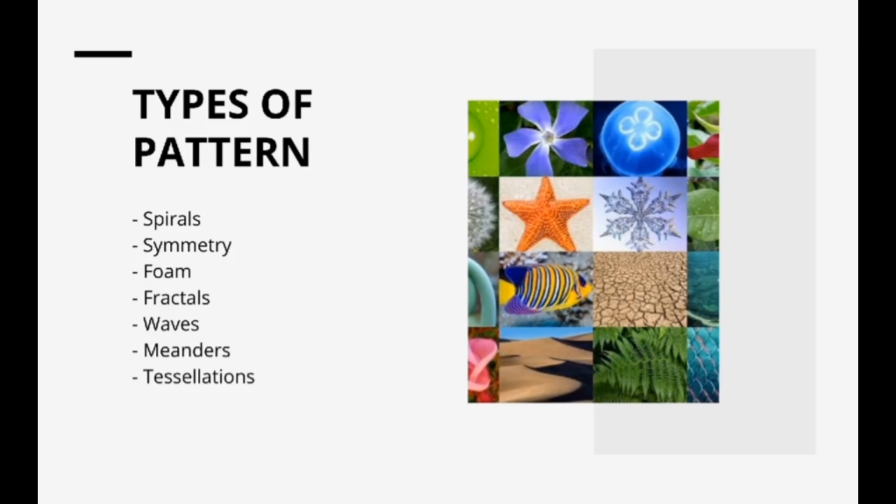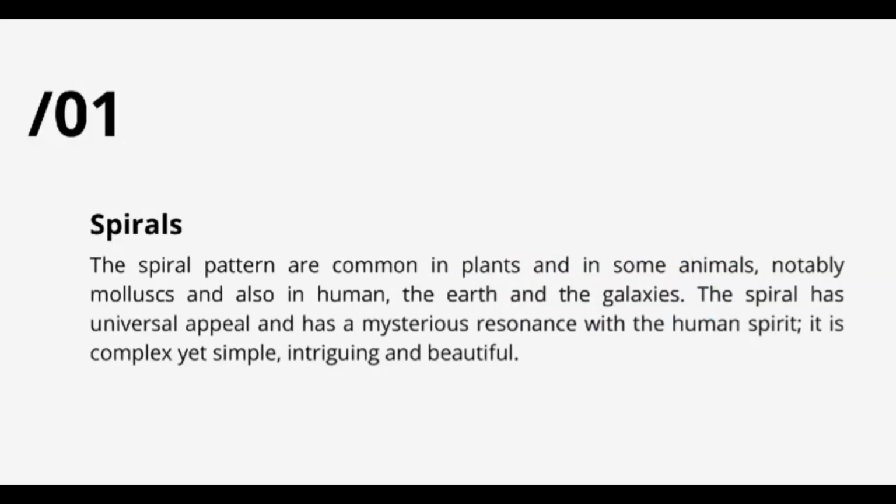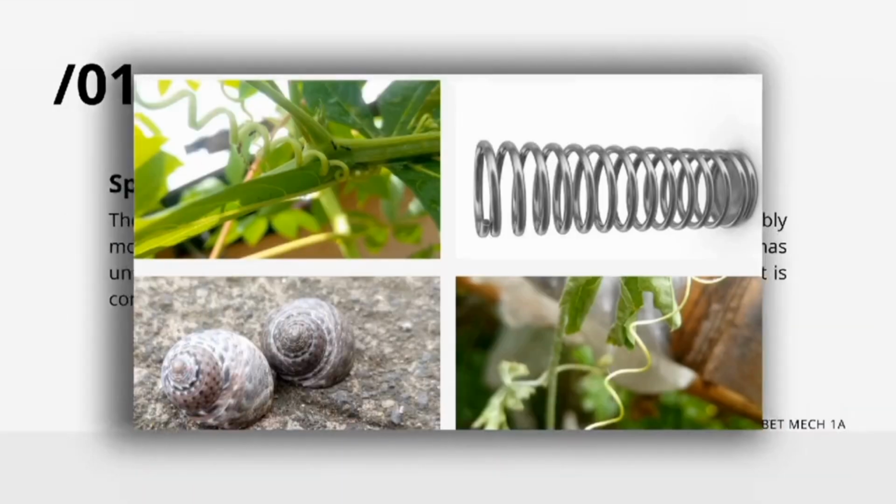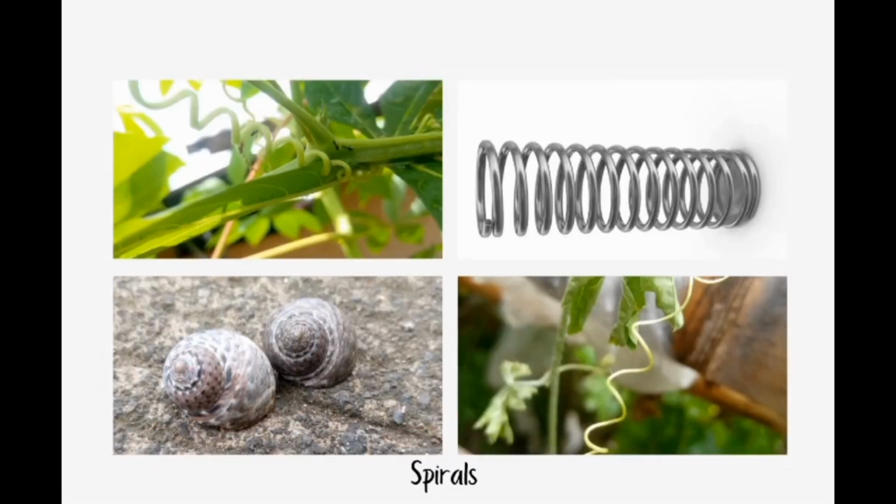Types of pattern: spiral, symmetry, foam, fractals, waves, meanders, and tessellation. The spiral patterns are common in plants and some animals, notably mollusks, and also in humans, the Earth and the galaxies. The spiral has universal appeal and has mysterious resonance with the human spirit. It is complex yet simple, intriguing, and beautiful. These are the examples of spiral pattern.